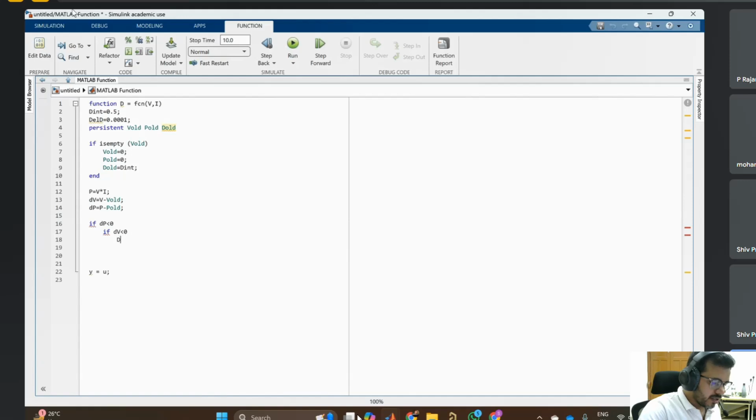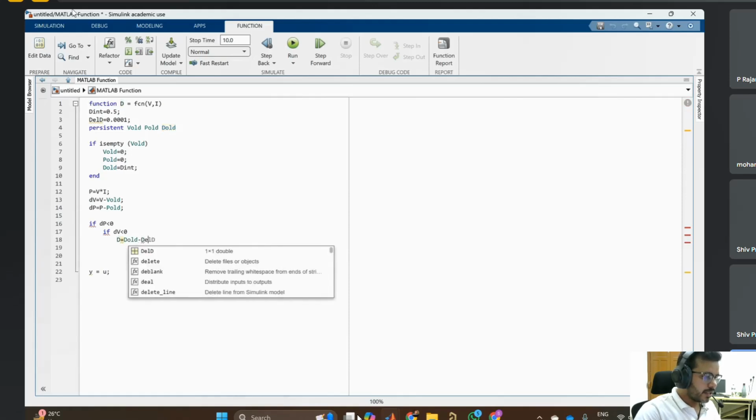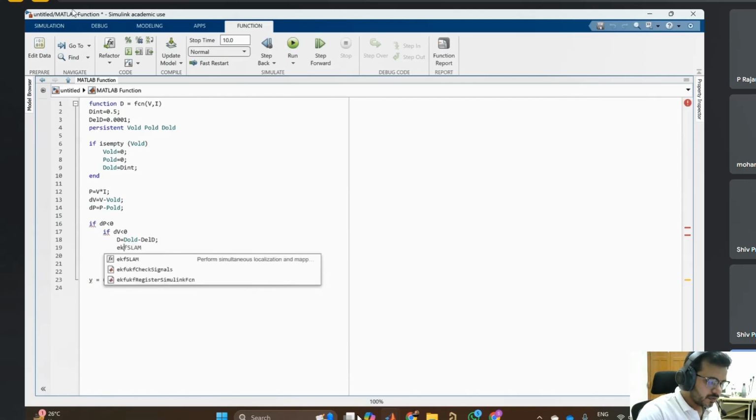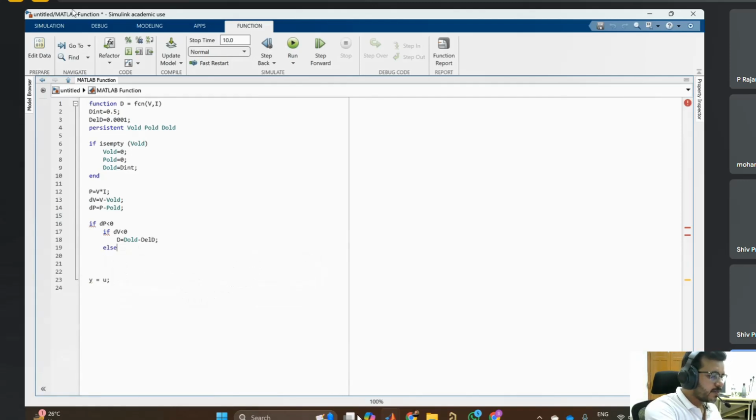Then what is the duty cycle? Duty cycle is equal to D old minus del D. Else, it means if delta V is less than 0. If else, it means if delta V is greater than 0, then duty cycle is equal to D old plus del D.